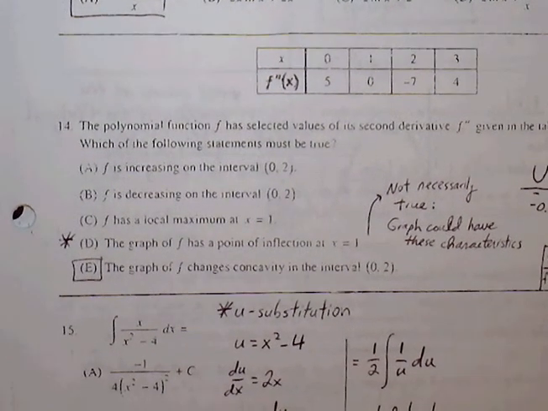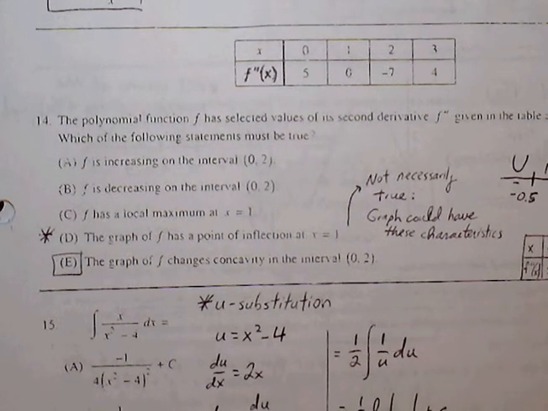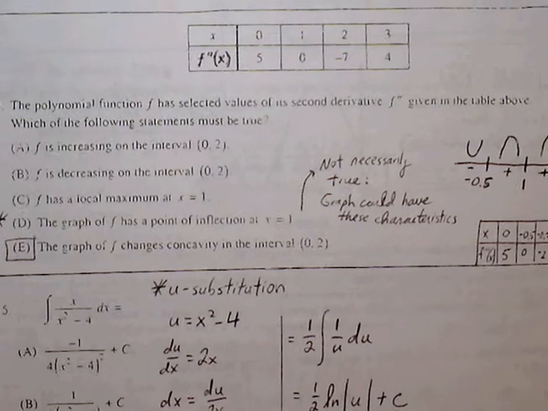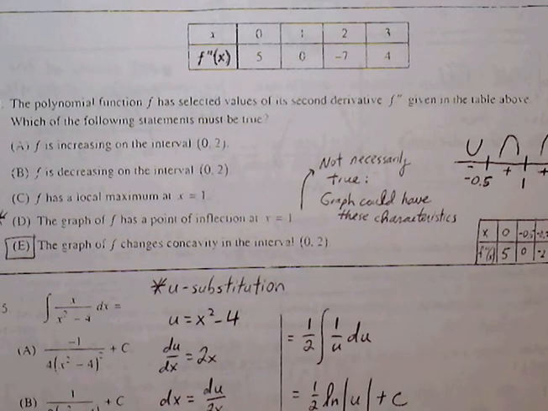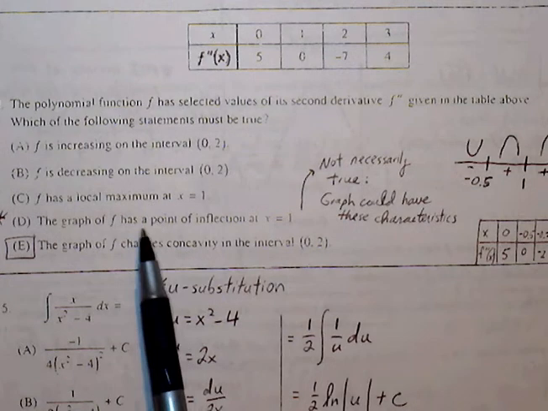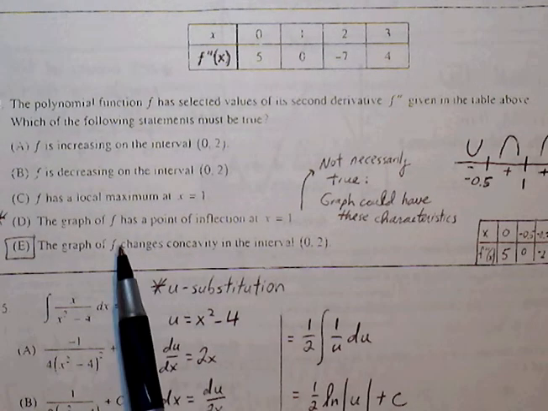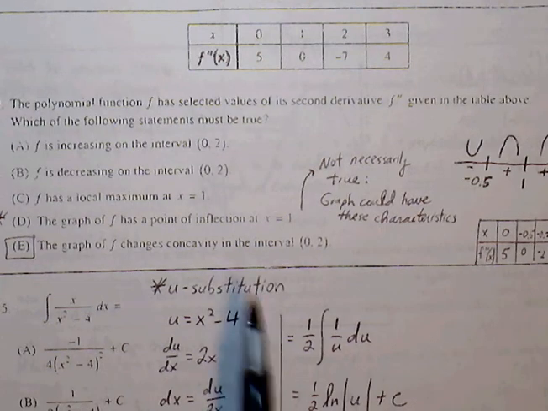Okay, number 14. The polynomial function f has selected values of its second derivative, f double prime, given in the table. Which of the following statements must be true? Whether the function is increasing from 0 to 2? Is the function decreasing? Does the function have a local maximum at x equals 1? Is there a point of inflection? Or is there a change of concavity in the interval from 0 to 2?